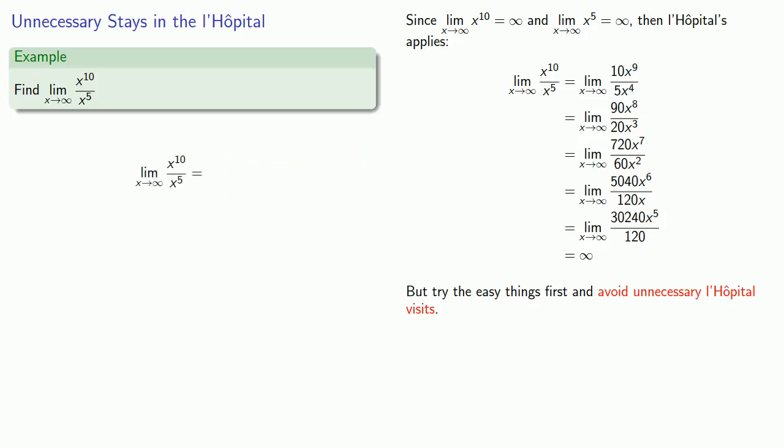And in this case, I can do a little bit of algebra. x to the 10th over x to the 5th is just x to the 5th, and the limit as x goes to infinity of x to the 5th is infinity.